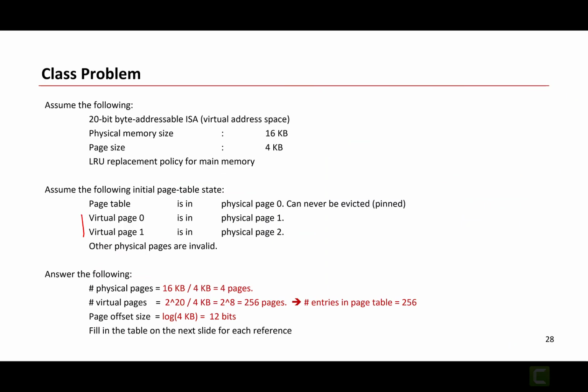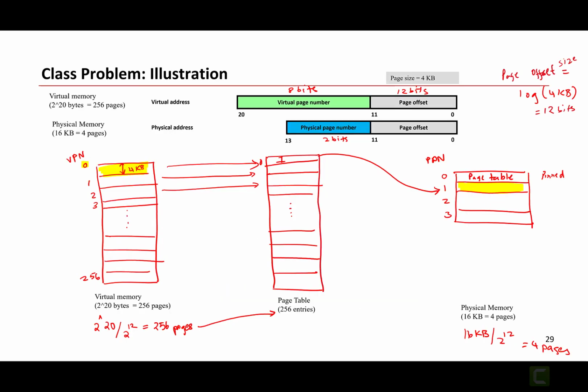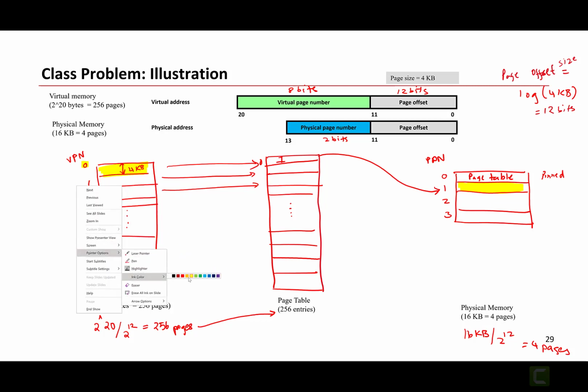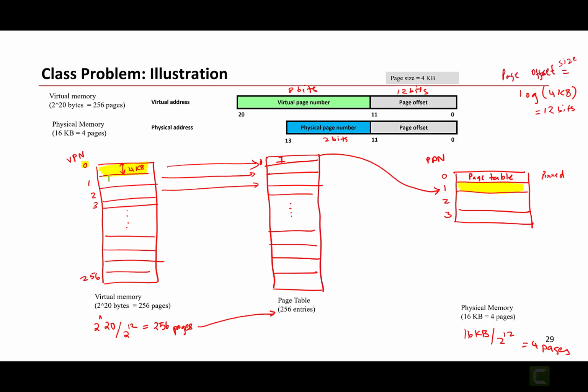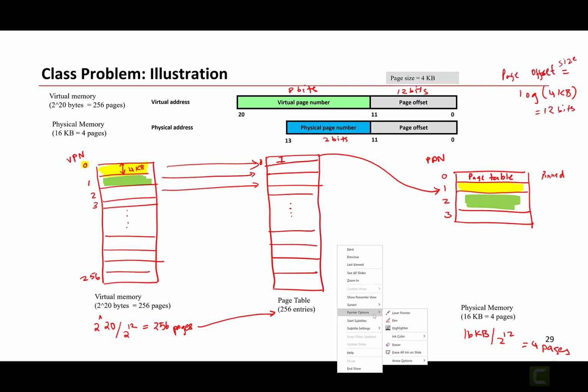We are also given that virtual page 1 is stored in physical page 2. So just like what we did for the previous example, virtual page number 1 is stored in physical page 2. And the translation for this would be stored in your page table. All the other virtual pages are invalid.